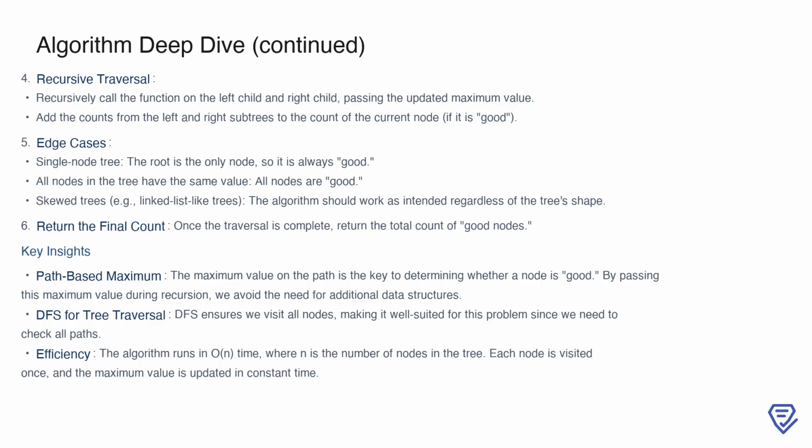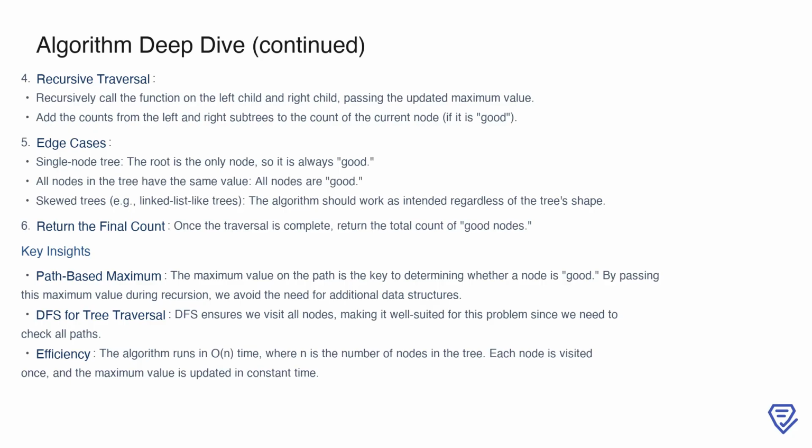If all nodes in the tree have the same value, then every node is good because no node violates the condition. Similarly, for skewed trees, whether they are left-skewed or right-skewed, the algorithm still works correctly since it traverses every node regardless of the tree's shape. Once the traversal is complete, we return the total count of good nodes.